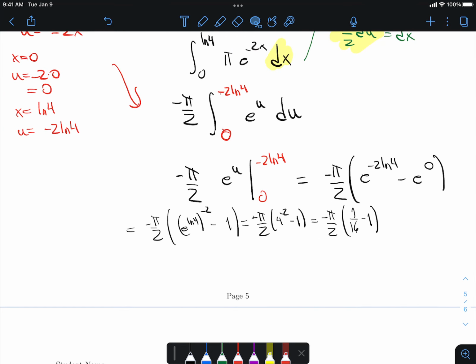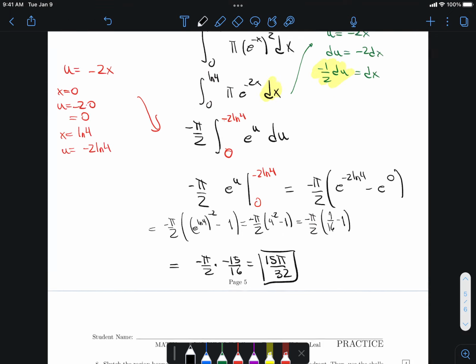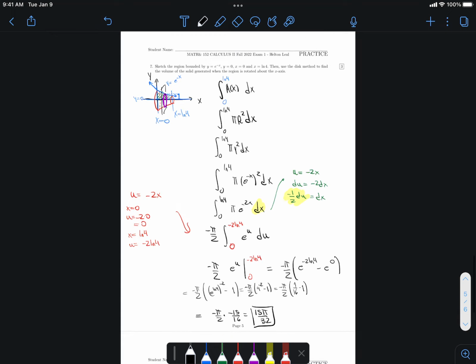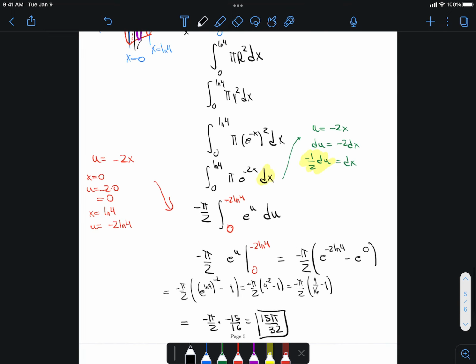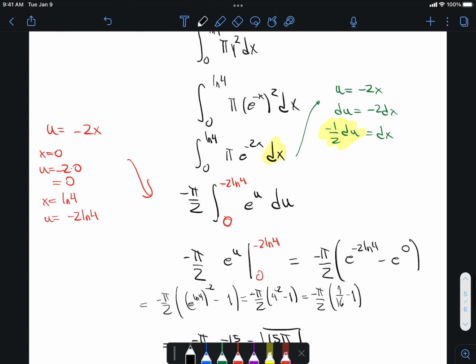This last step for me will be to look at this 1 over 16 minus 1, and note that this is minus pi over 2 times minus 15 over 16, which then shows this is 15 pi over 32. That is the answer here. We're looking for an exact answer in this question. We were never told to approximate, so this is what we have.